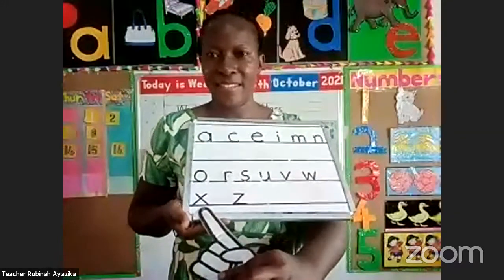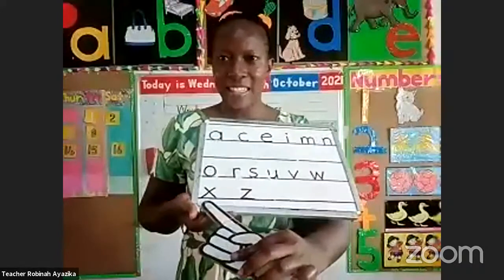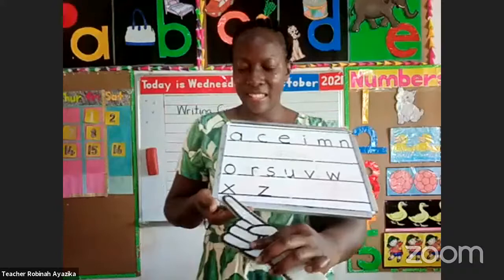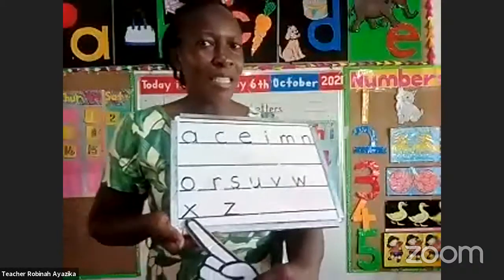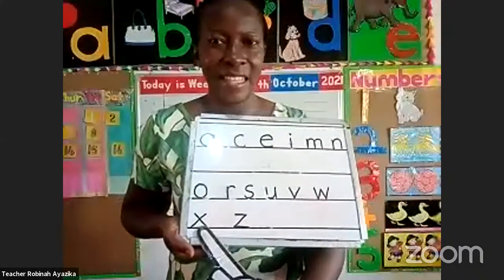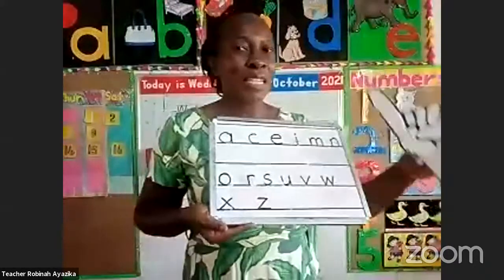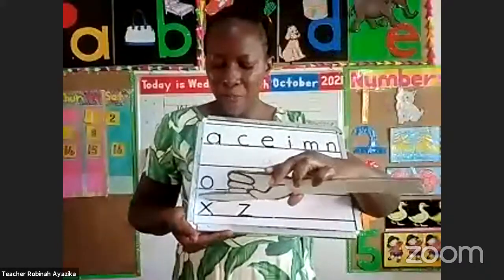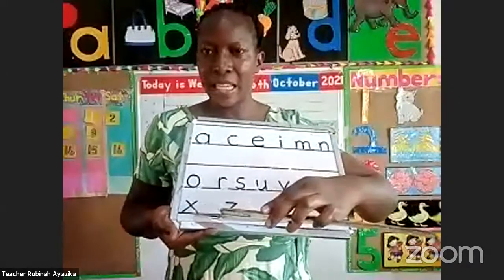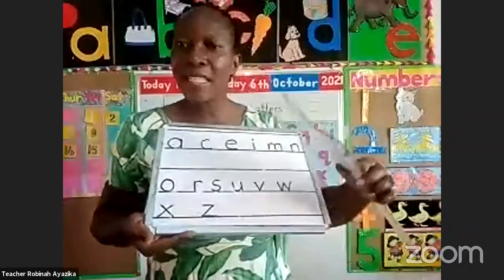Someone tell me, what's the name of this letter here? X. Can I hear your voice? Is it capital letter X or small letter X? Small letter X. Very good. When you're writing it, you start from the middle of the line and it sits here on the line. So it is a grass letter.